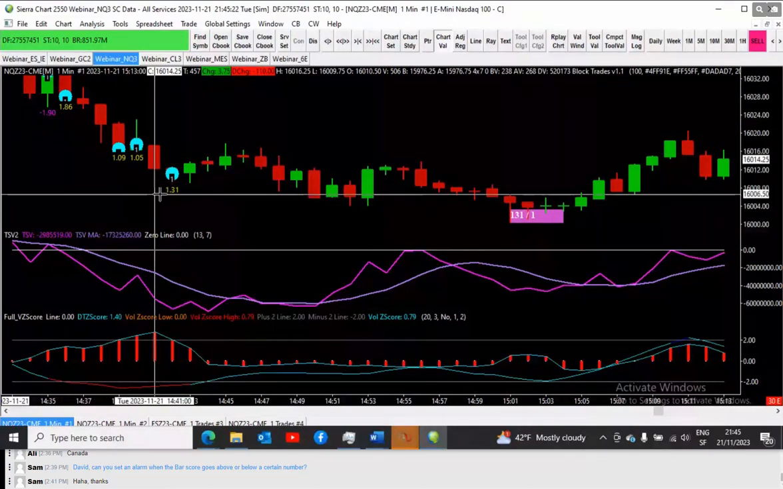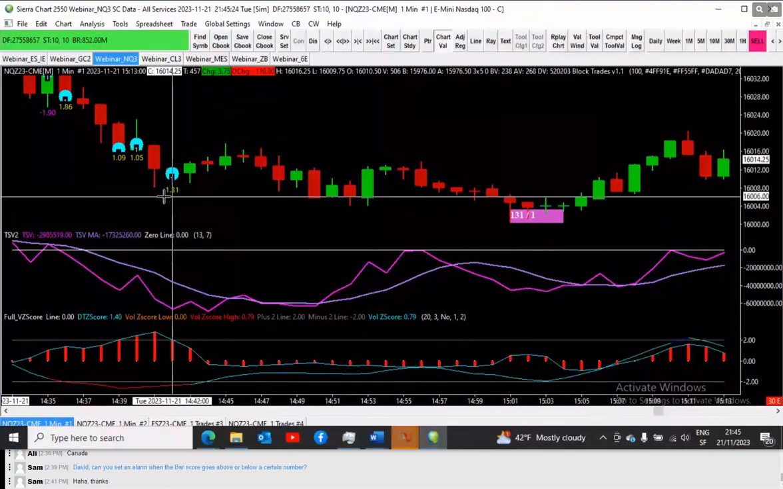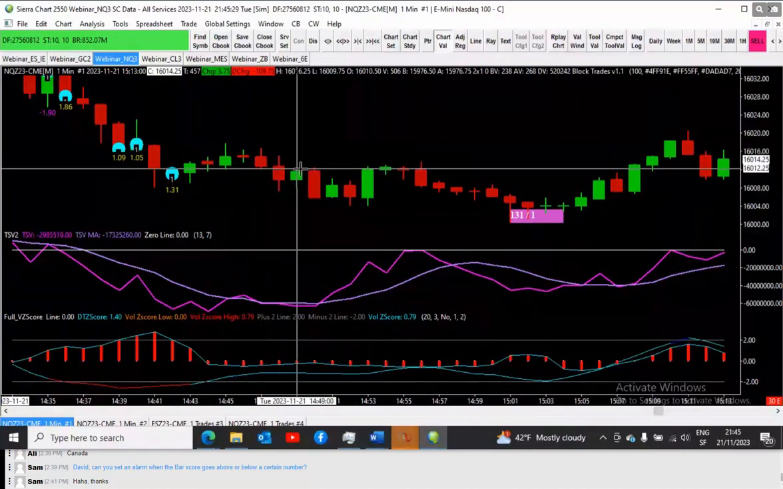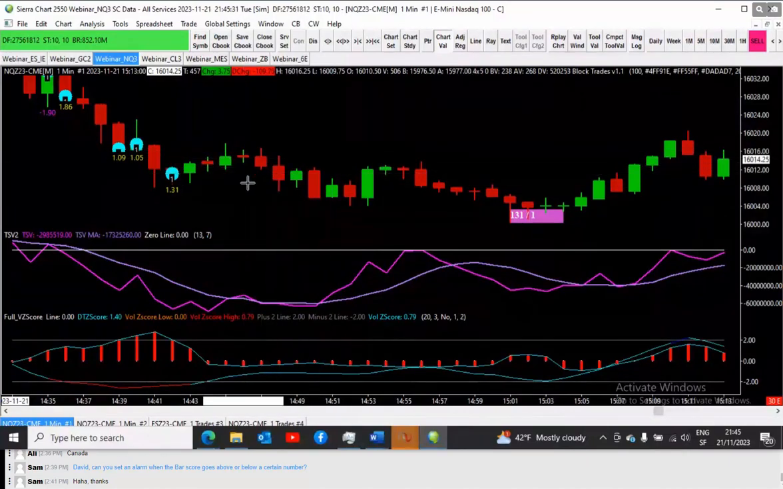So you can see the downtrend at least stalled for a few bars and started to go up. Continued for a while, but it's pretty much into a balance area after that point.